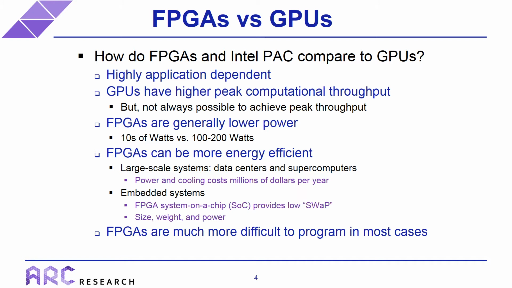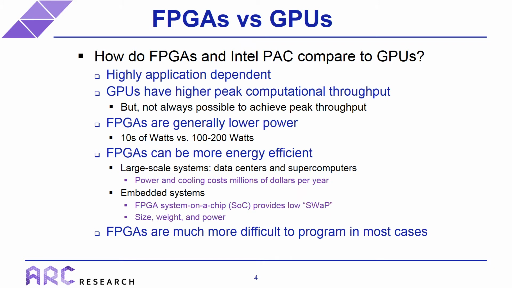But the reality is GPUs aren't always able to achieve this peak performance. There's a lot of applications where you don't get anywhere near the full utilization of a GPU. And if you can get a better utilization on an FPGA, then the FPGA might get better performance. Certainly not always, but that's when an FPGA outperforms a GPU, and that is why.